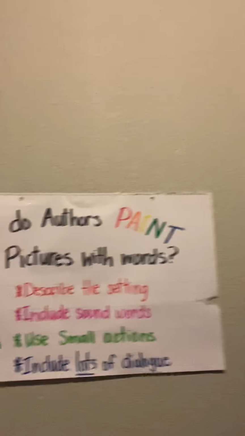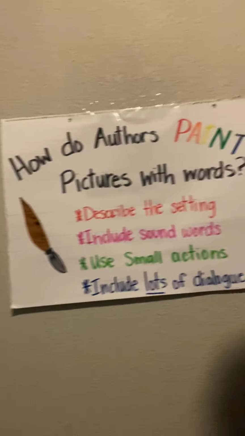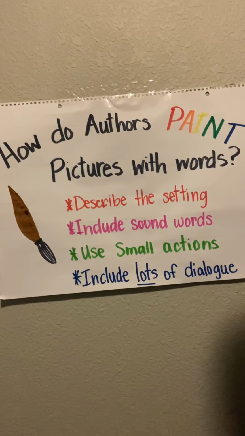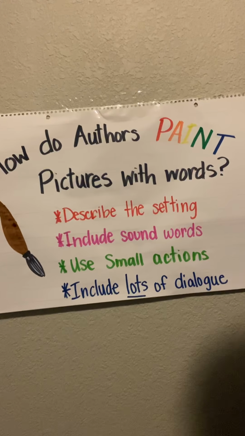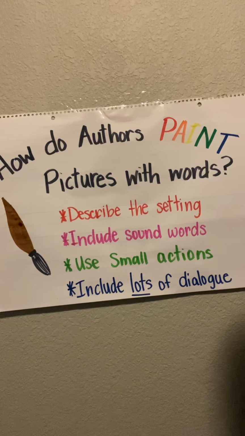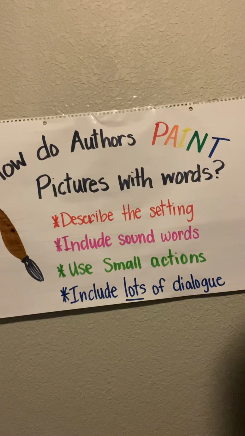All right, I did make a little anchor chart to remind us what we're going to be focusing on today. How do authors paint pictures with words? Remember, we're describing our setting. We are including sound words, using small actions, and including lots of dialogue. All of this relates really great with our own writing as well.